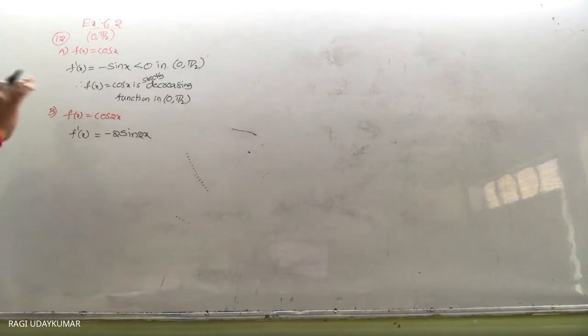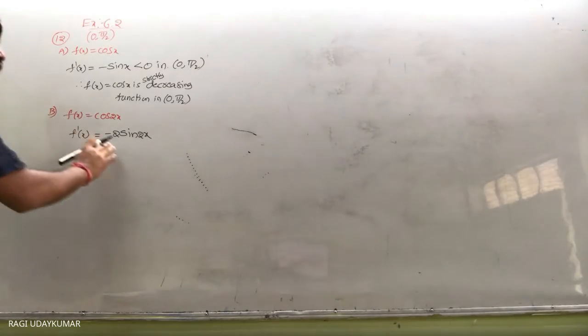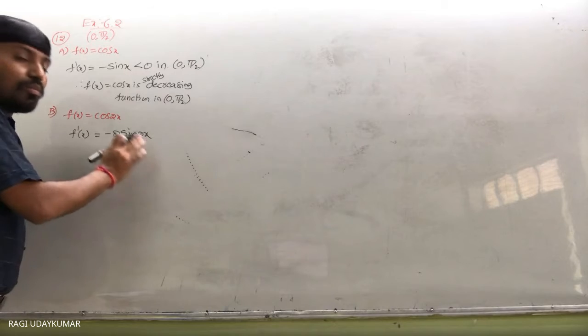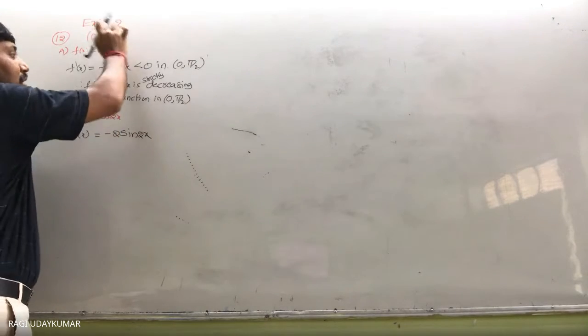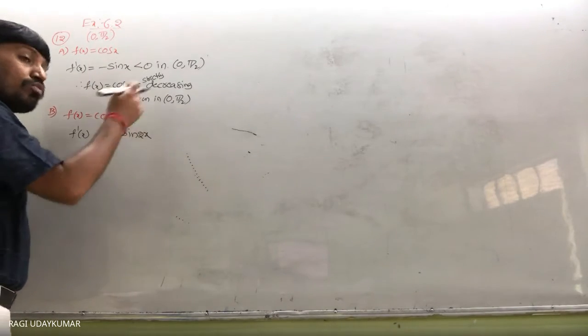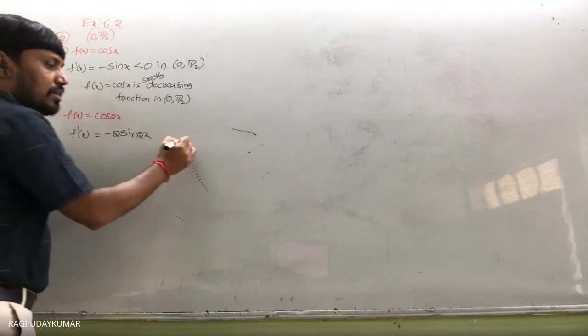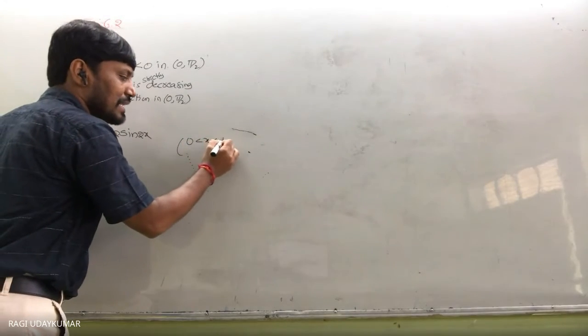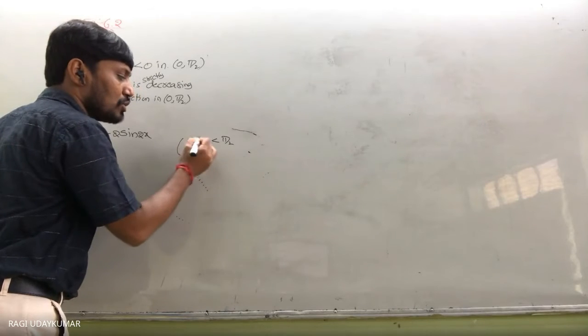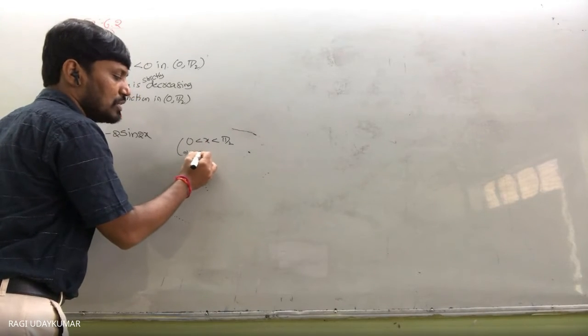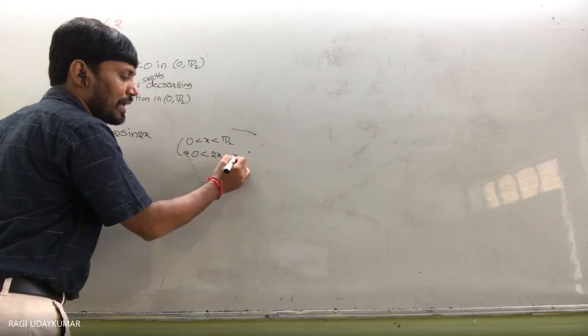Okay. So minus 2 sin 2x. But here x is given to you in this interval. Then 2x, what will it be, you have to find out. So 0 less than x less than pi by 2 implies 2x, what will it be? Multiply by 2: 0 less than 2x less than pi.